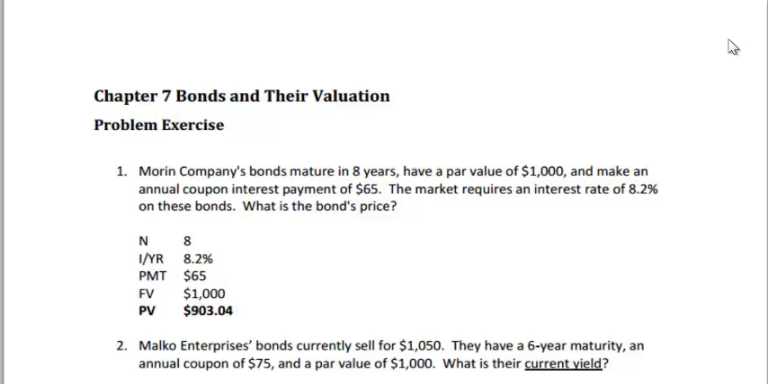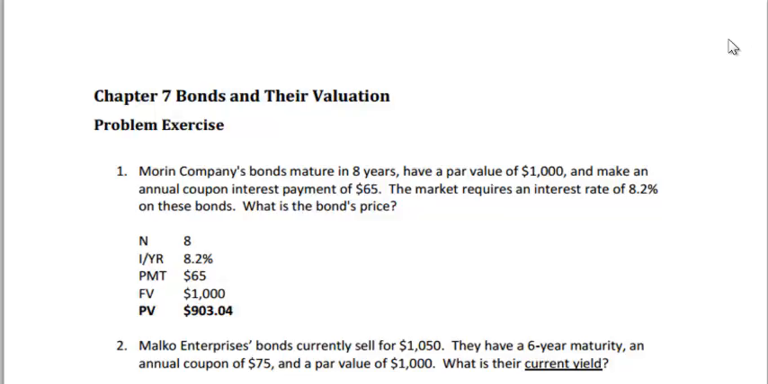The par value is 1,000. That's standard throughout almost every bond valuation problem. The coupon is stated as $65, which is the same as 6.5% of par, or 1,000. The market rate is given as 8.2%. That's the required rate and the expected return on the bond.